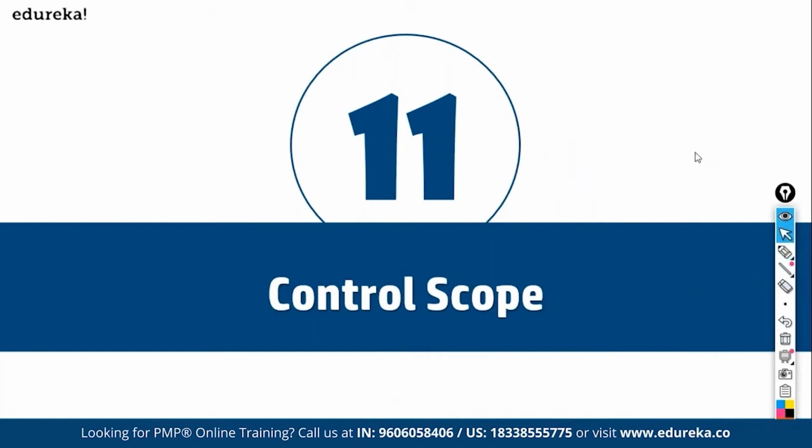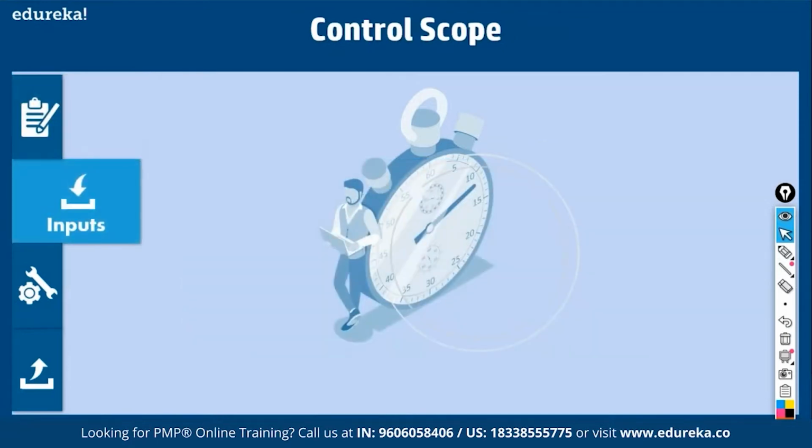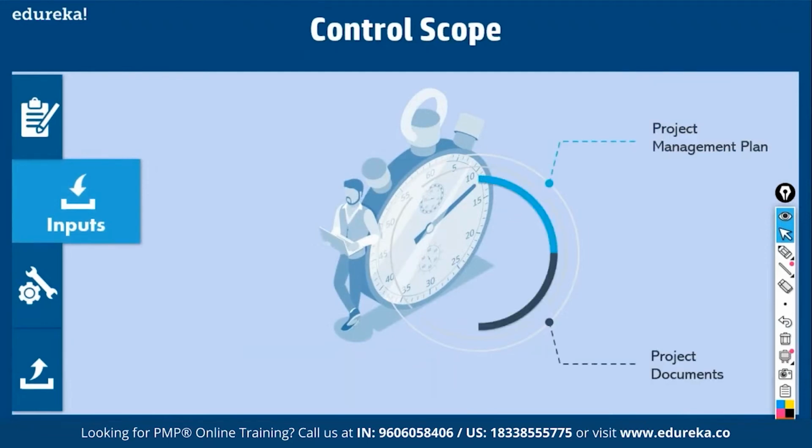Let's analyze this process. It is the process of monitoring the status of the project and product scope. In other words, how much have we delivered? That's all, right? What are the inputs? The project management plan, and within that, the scope management plan. Project documents. What are project documents? Requirements documentation. For example, in the month of March, we are doing variance analysis. We should have delivered a certain number of work packages. How much have we delivered? Well, we have delivered only 20.